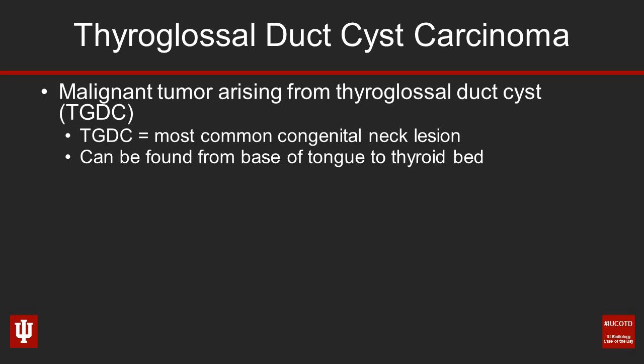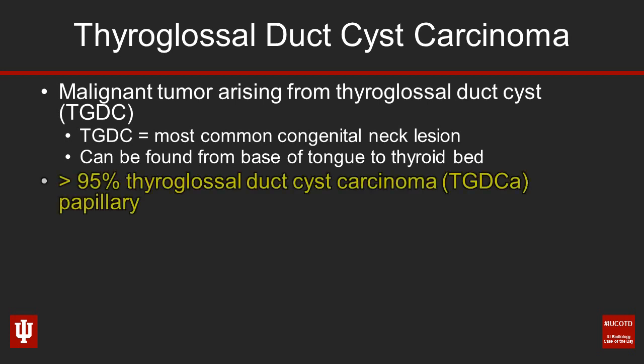In the suprahyoid neck and at the hyoid level, they tend to be midline masses, but once you get into the infrahyoid neck, they sort of fan to the left or to the right, heading toward the thyroid lobes, part of that normal descent of the thyroid down the thyroglossal duct.